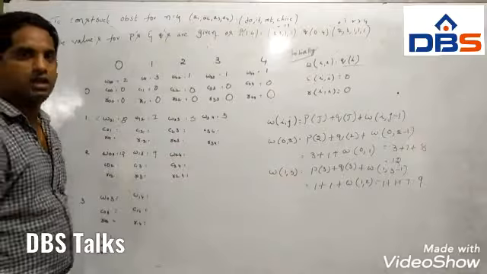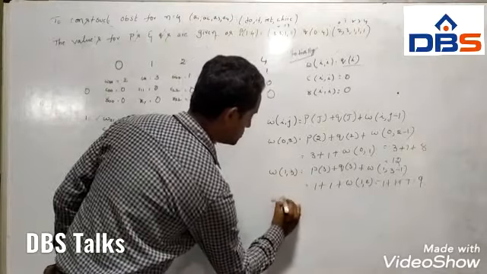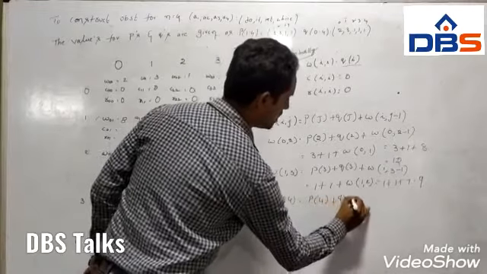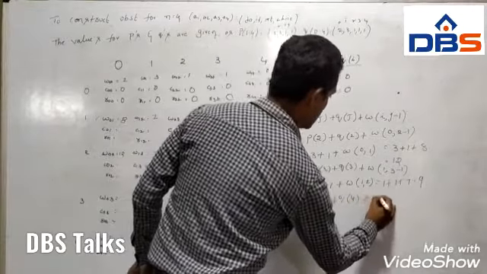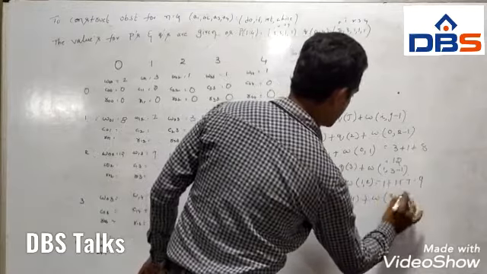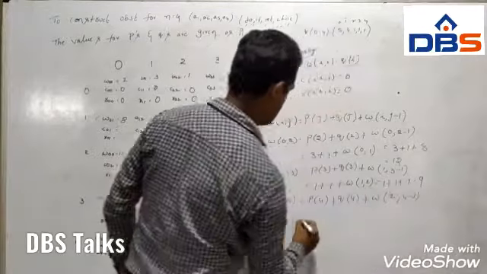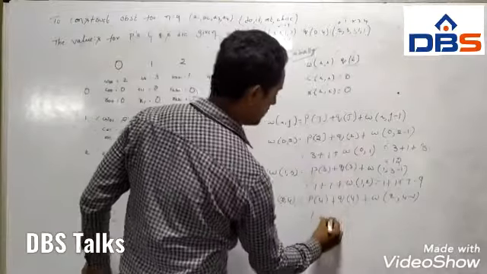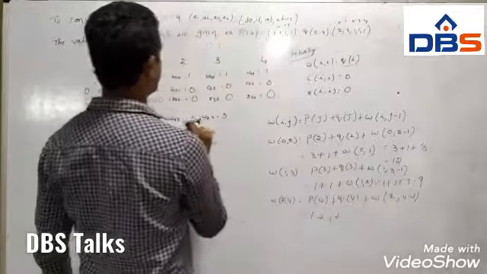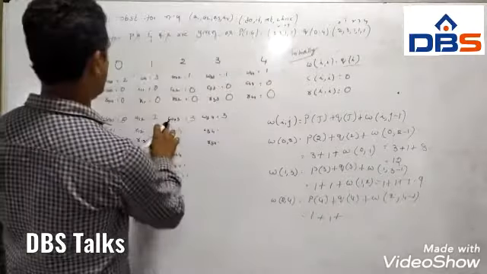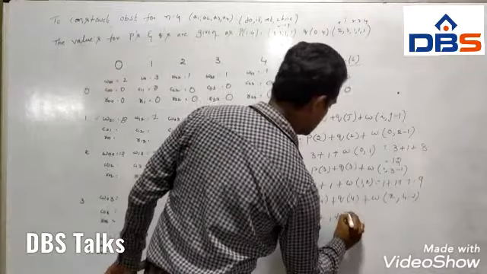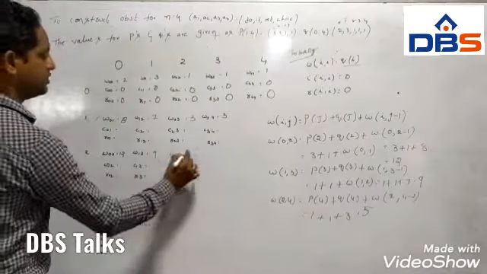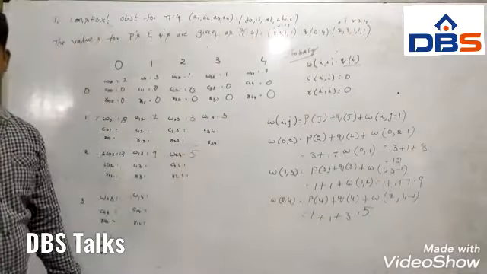Next we consider W24. W of 2 comma 4 equals P of 4 plus Q of 4 plus W of 2 comma 4 minus 1. That equals P of 4, which is 1, plus Q of 4, which is 1 plus W of 2 comma 3. W of 2 comma 3 equals 3, so that equals 5. So W24 equals 5.